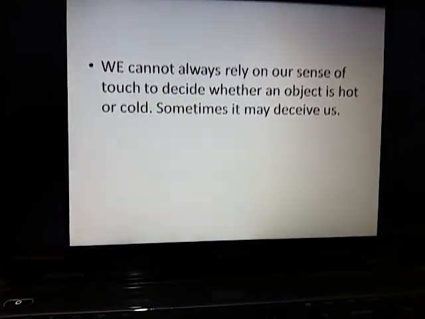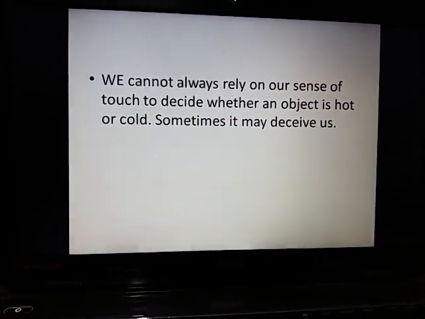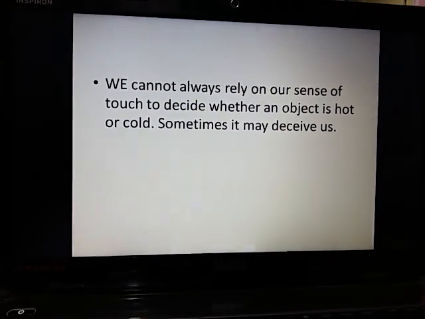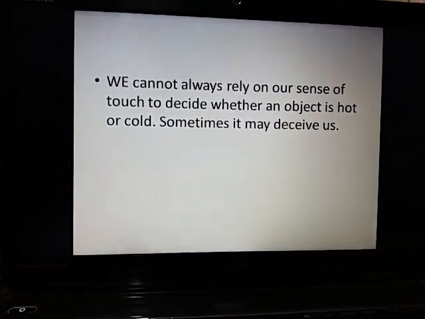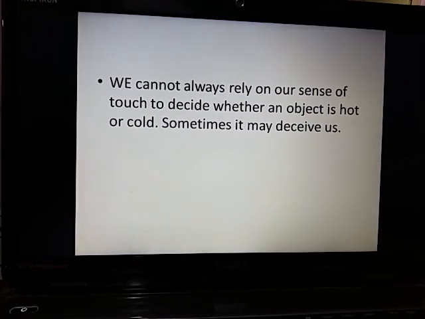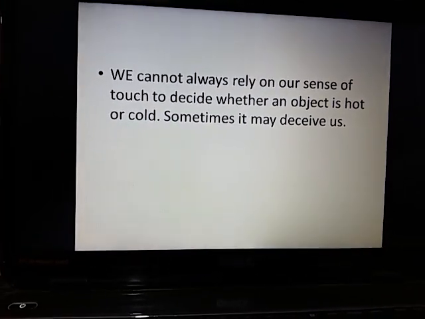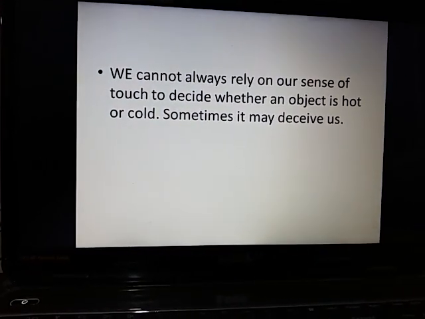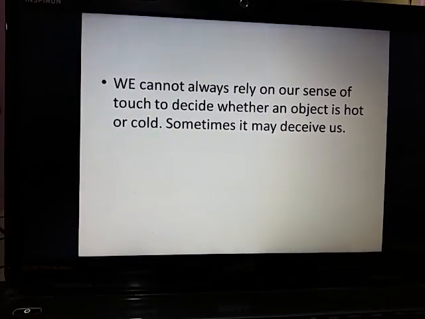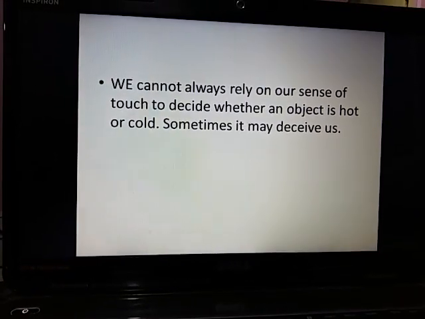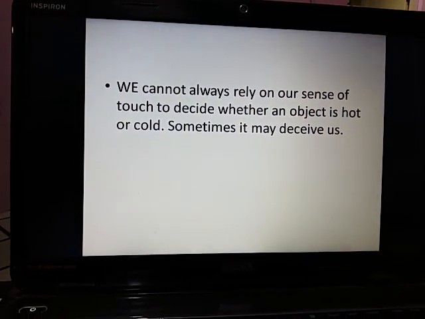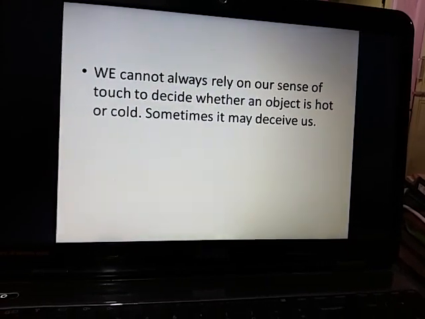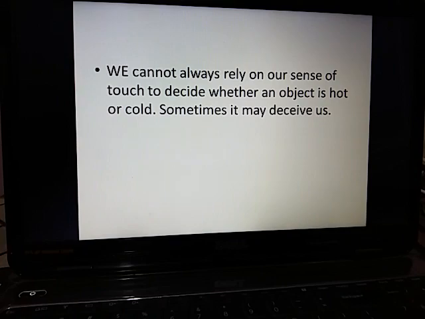So your one hand which was in cold water would feel that the mixture is warmer, and the other hand which was in hot or warm water would feel that the mixture of both the water is cooler, isn't it? So therefore we cannot decide only by touching whether an object is warm or cold.